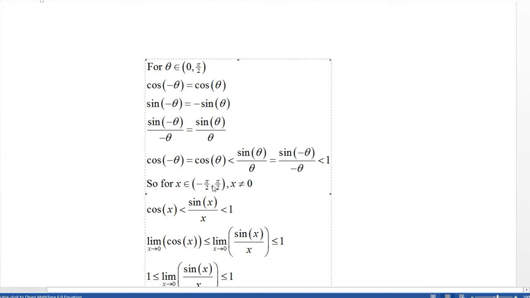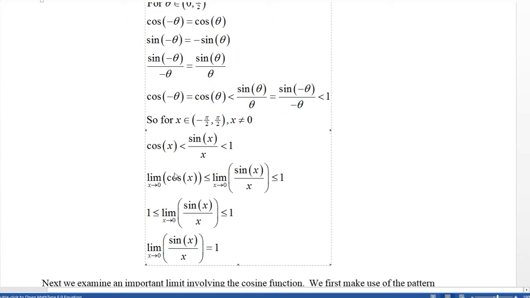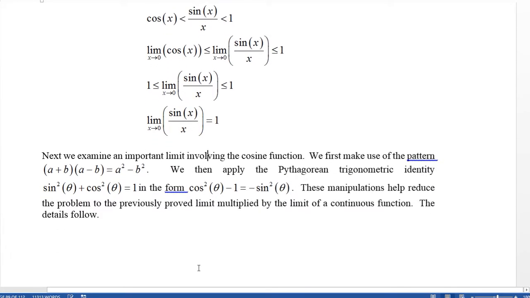So if we're talking about negative angles as well as positive angles that are close to 0, then these acute angles, positive or negative, are the kind of angles we can talk about when we're taking the limit as x goes to 0, or as theta goes to 0. And so we get the squeeze theorem. Okay, take the limit as x goes to 0 here, I'll switch to x's, and we get this limit as 1. So that's a very important limit for us.